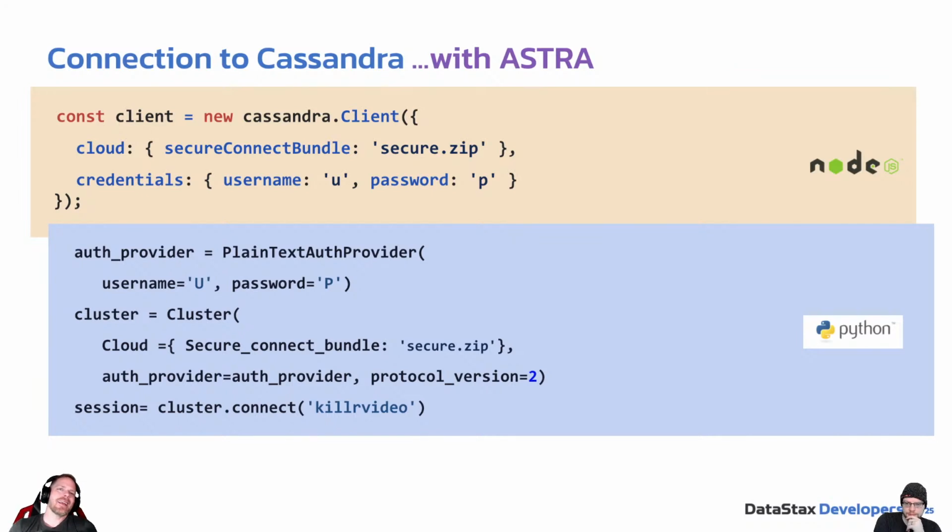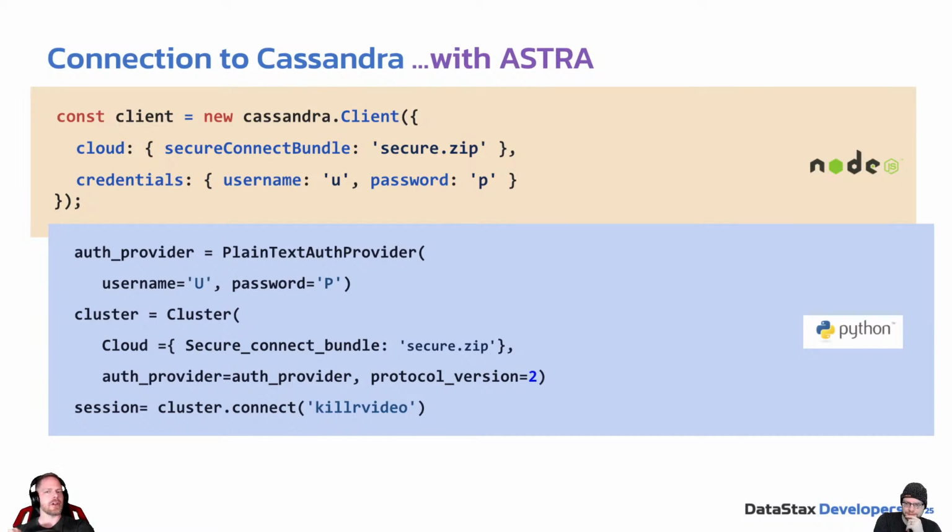In Python, it's a couple extra lines of code just because you have to provide an auth provider and such, but otherwise it's generally the same. Notice one difference is that instead of client, it's session. You'll find in Java, it is also session. So we call it the session object there. But generally speaking, it's the same kind of deal.